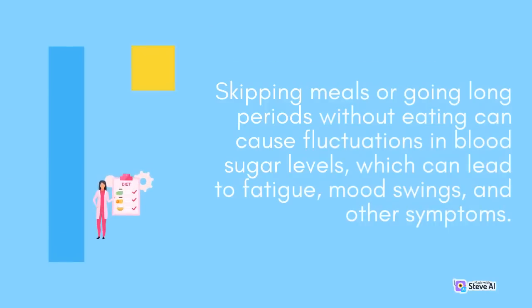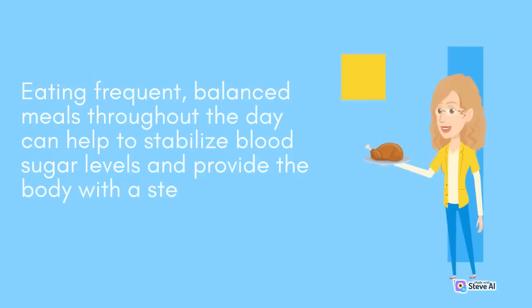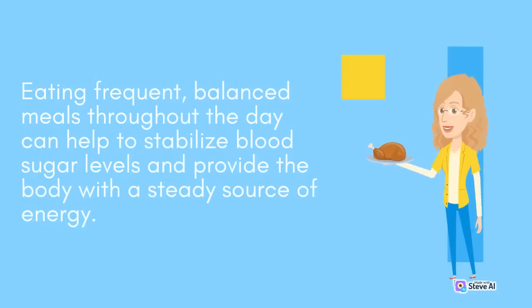Skipping meals or going long periods without eating can cause fluctuations in blood sugar levels, which can lead to fatigue, mood swings, and other symptoms. Eating frequent, balanced meals throughout the day can help to stabilize blood sugar levels and provide the body with a steady source of energy.